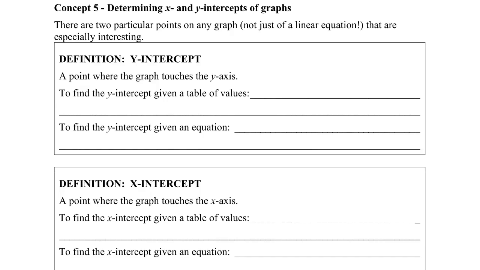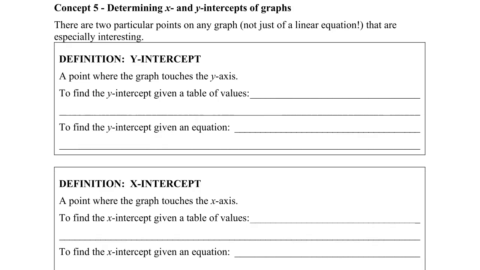There are two special points on any graph, not just for a linear equation, although we're going to talk about finding them for a linear equation right now. But there are two special kinds of points on a graph that we're going to find especially interesting for every kind of function we discuss. We can talk about a y-intercept. In fact, we've used that term repeatedly.